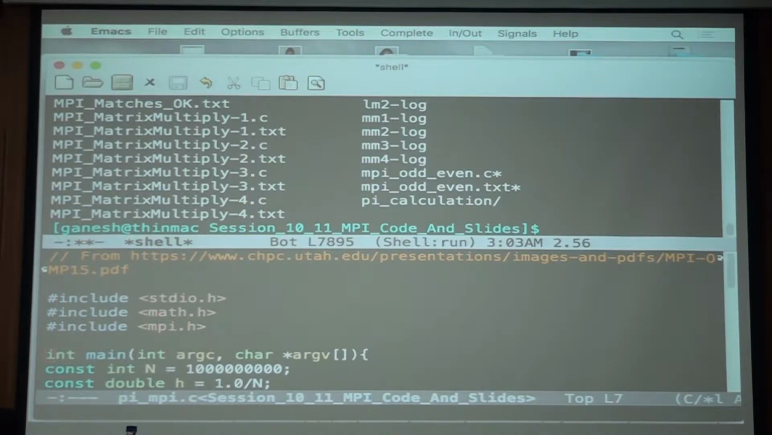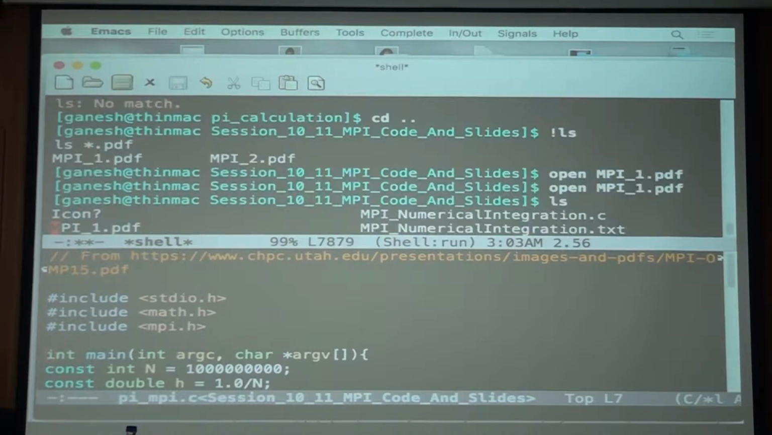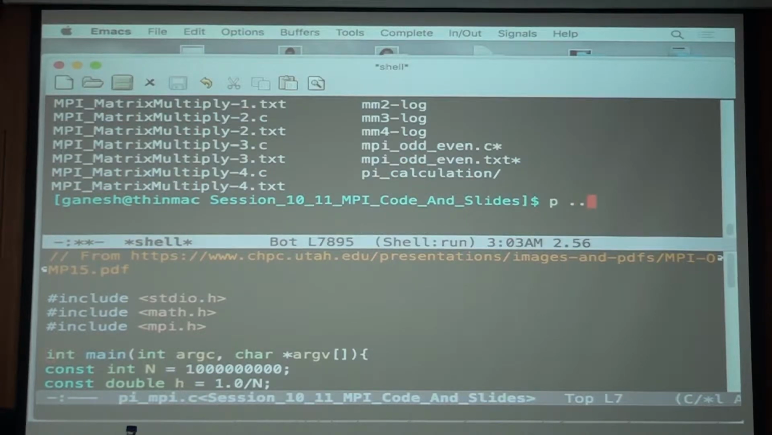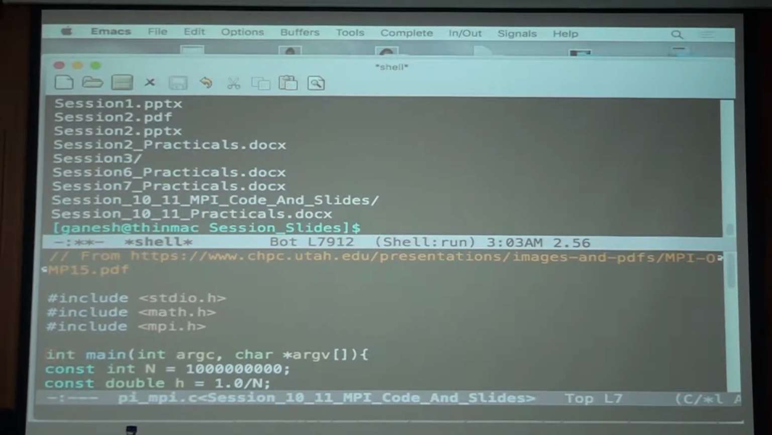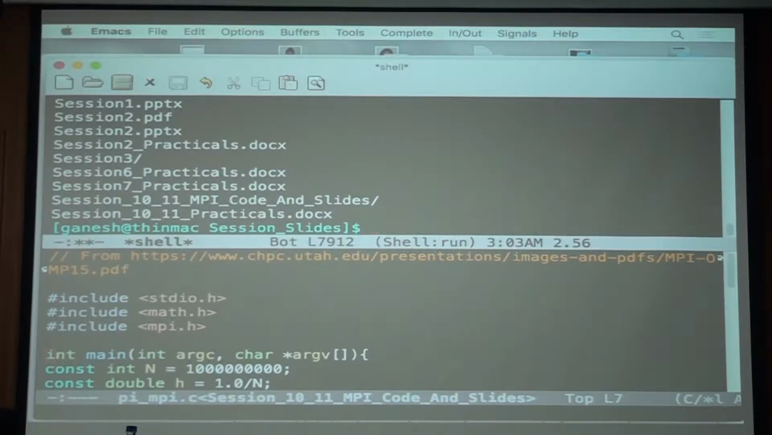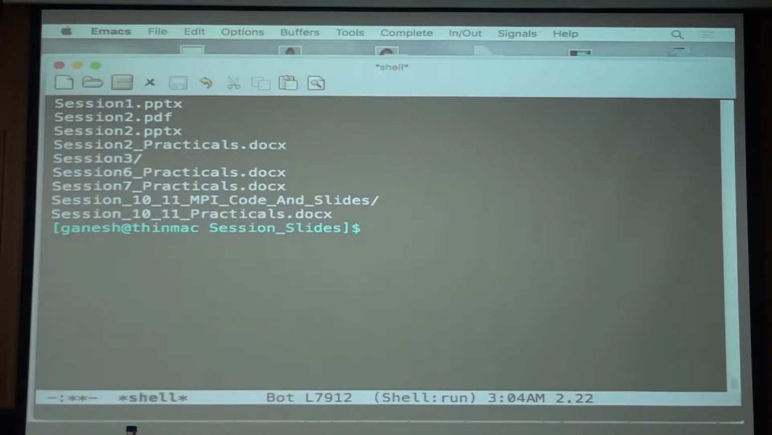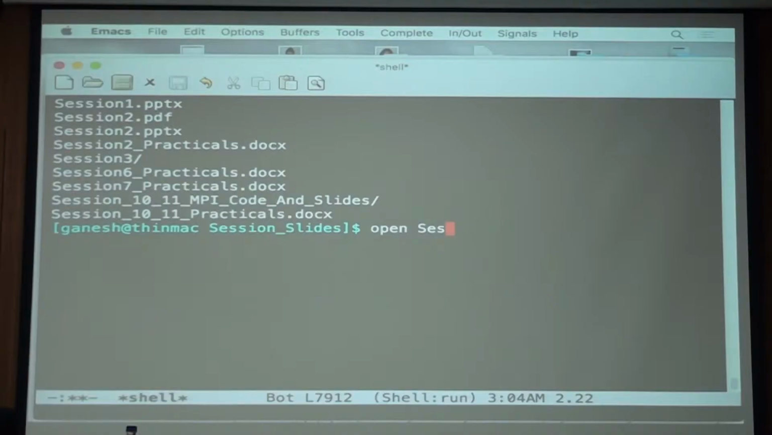So, where is it? Yeah. So again, I'm keeping all this material on that location. Today's material will be found in session slides, and this is session 10 and 11 that we are doing. So I have created session 10, 11 MPI code and slides, and also session 10, 11 practicals. That's what I have created. Let us take a look at session 10, 11 practicals.